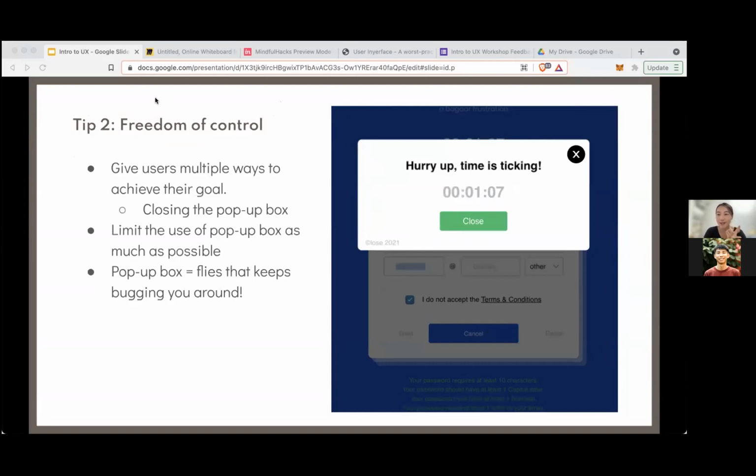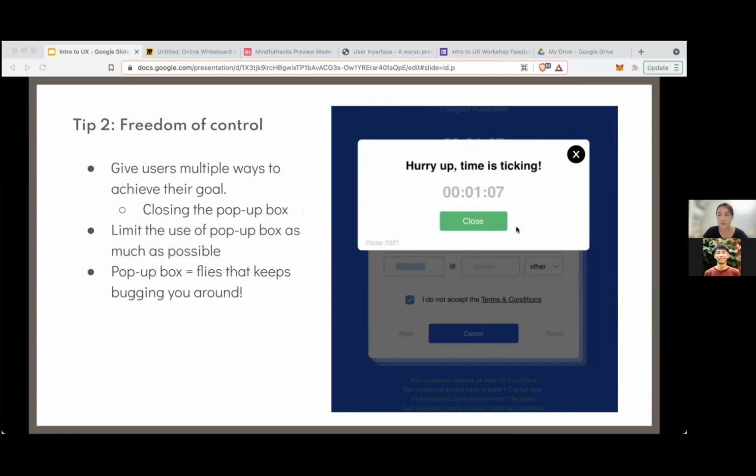One requirement of UX, freedom of control to the user. So that means provide user multiple ways to achieve their goal. In this case, the goal is to close the pop-up box. So in this prototype, in this improved design, as you can see, I changed the green button to close, and I also added a cross icon on the top right corner.